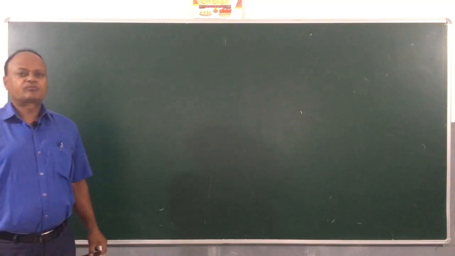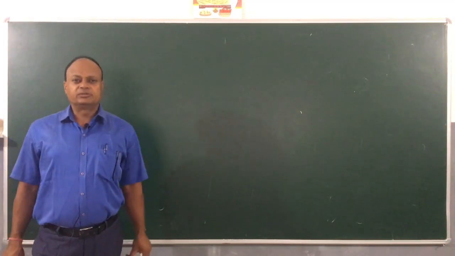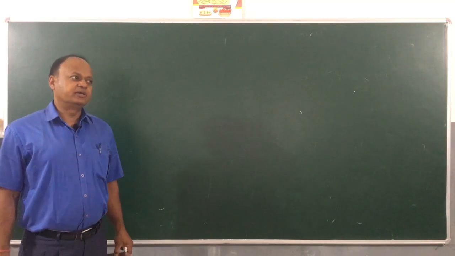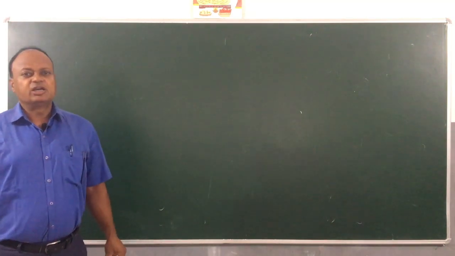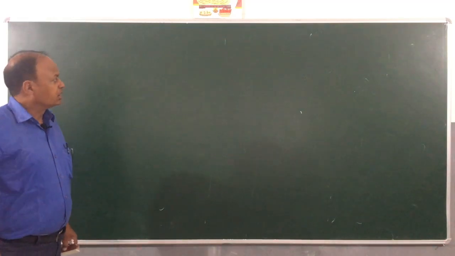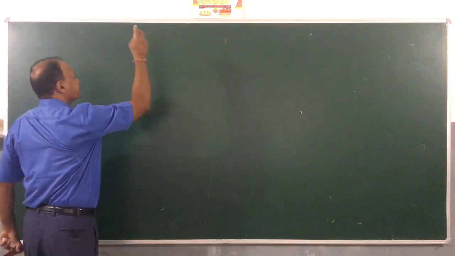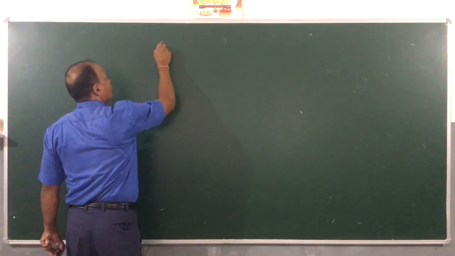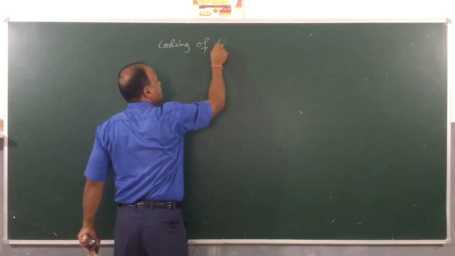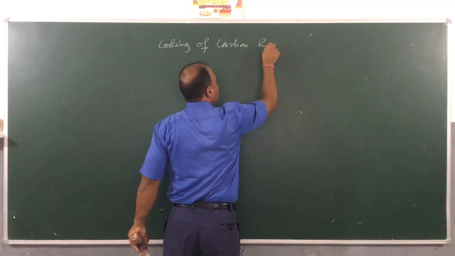Okay, children, yesterday we discussed the vector form of Ohm's law, and also we did many important concepts. Now today we will discuss carbon resistors and their coding.